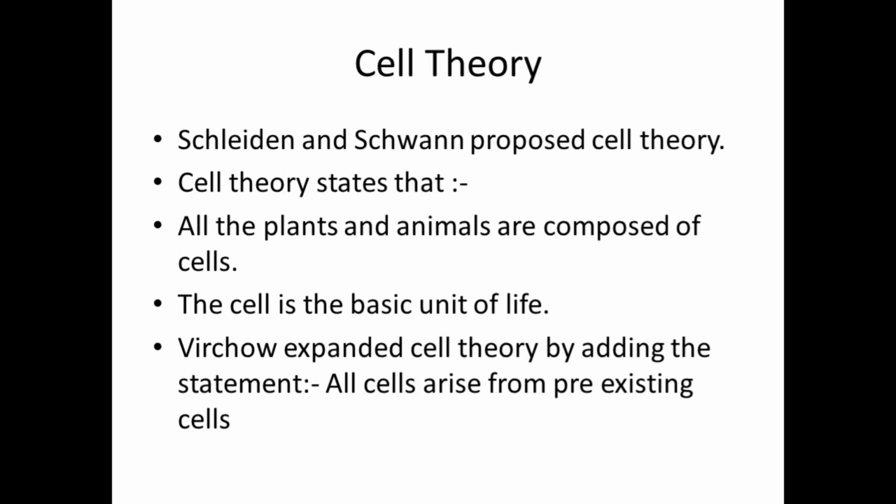So the cell theory now has three statements. All plants and animals are composed of cells. The cell is the basic unit of life, and all cells arise from pre-existing cells. And this is proposed by three scientists, Schleiden, Schwann and Virchow.